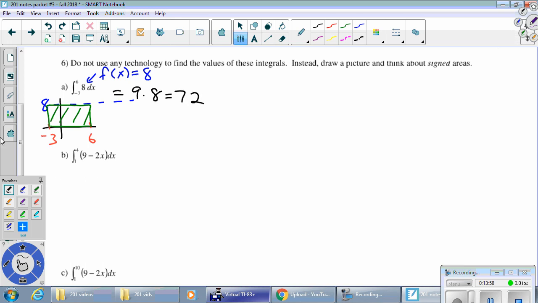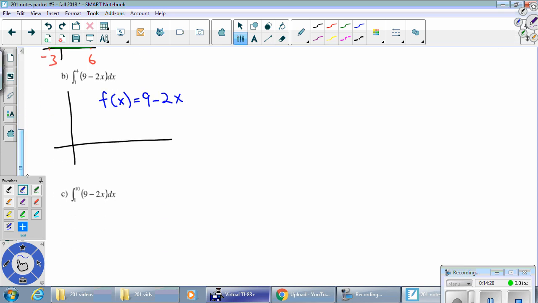Part B, integral 9 minus 2x from 1 to 4. All right, this one's a little bit trickier, but let's do it. So we are interested in graphing the function f of x equals 9 minus 2x. Now that is like an mx plus b, so that is the equation of a line. But I only want to draw very particular parts of this line. I'm interested in what this line is doing between x equals 1 and x equals 4. So we're just going to find the function values for those two numbers and plot 2 points and then connect the dots with a straight line.